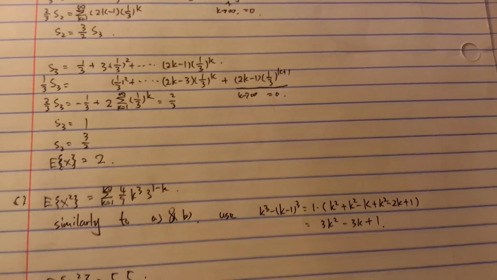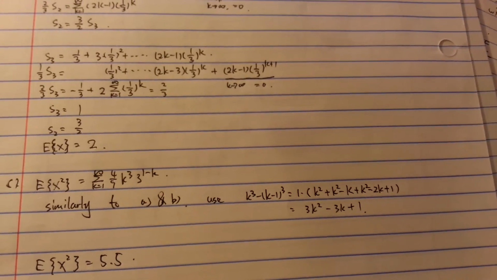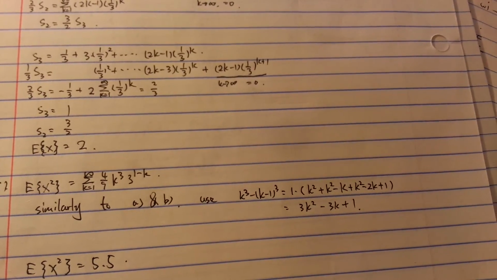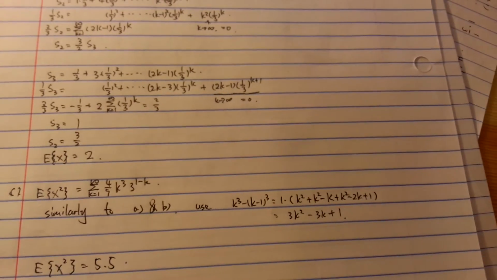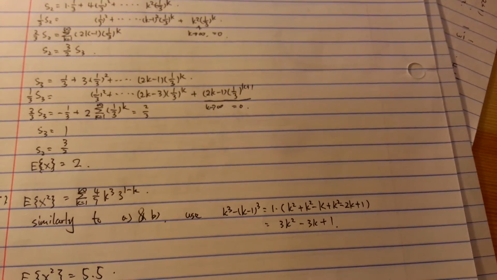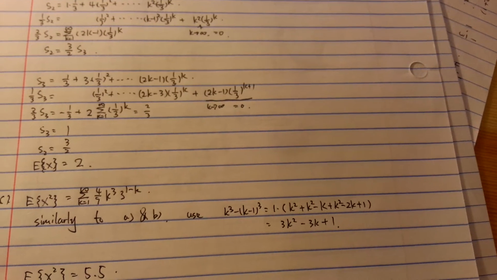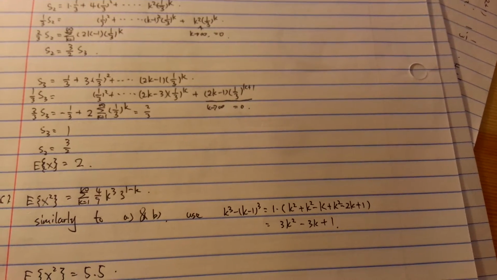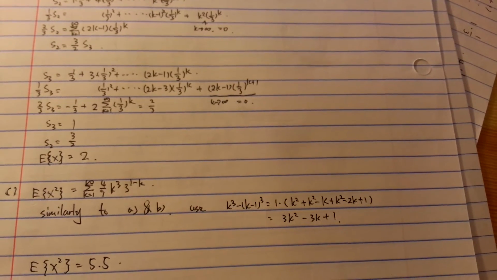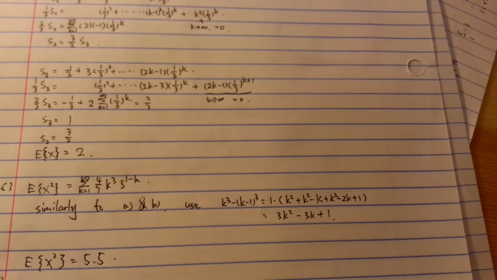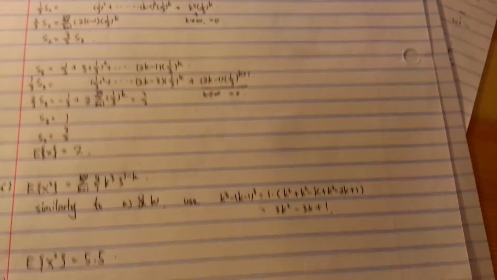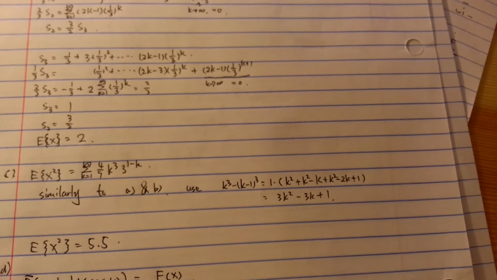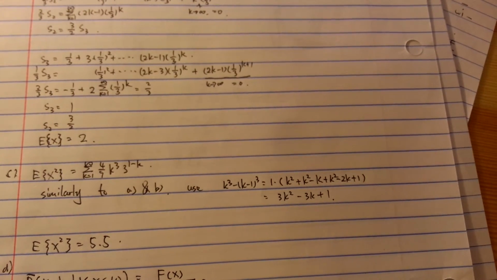And the third question is the expectation of X squared. What we need to do is just similar to problem B and problem A. We may use the differencing of the k cubed, where k cubed minus (k-1) cubed is equal to 3k squared minus 3k plus 1. And adding all these sums together, we get the expectation of X squared is equal to 5.5.